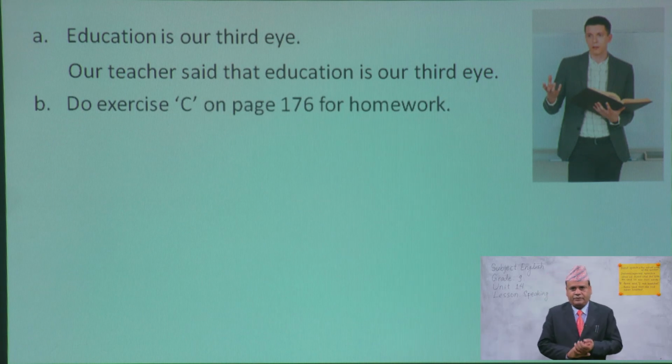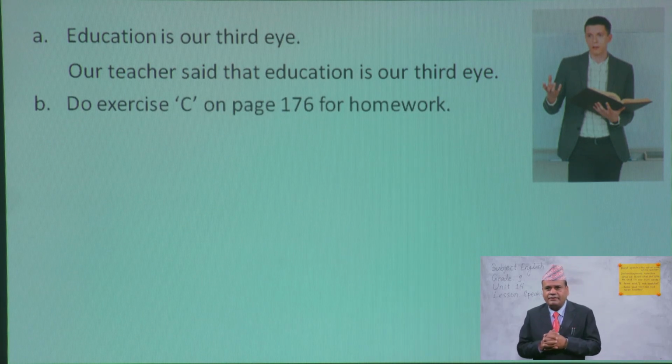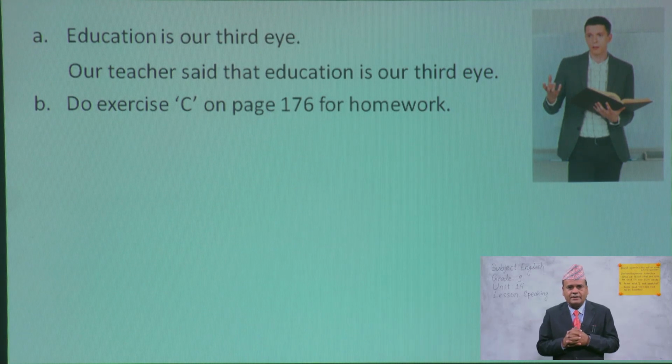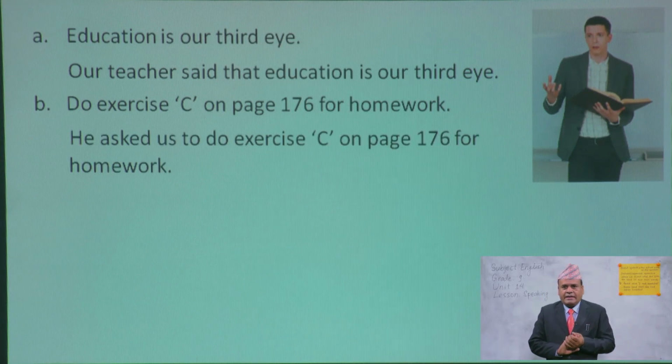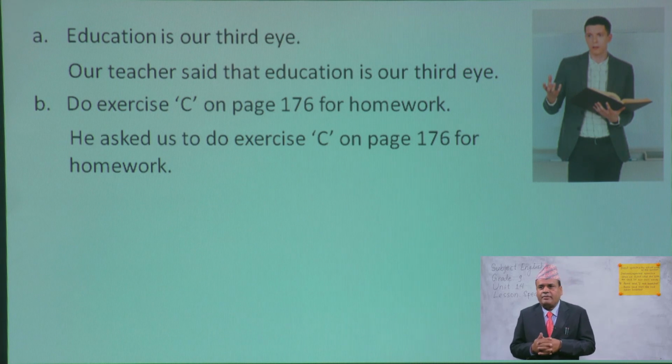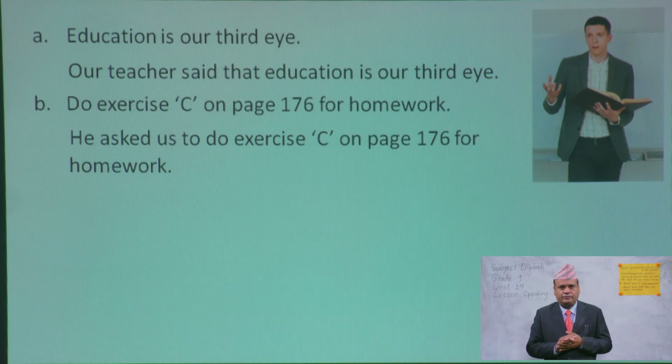And next, "Do exercise C on page 176 for homework." This is a command. Okay? So now we are going to change this sentence into indirect speech. He asked us, or you can say he told us, okay? He asked us to do exercise C on page 176 for homework. To do. Okay? He asked us to do, because this is an imperative sentence. We use "to" as a connector for an imperative sentence.